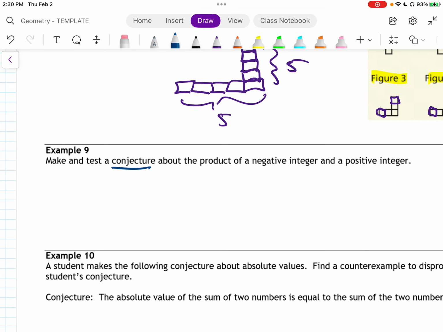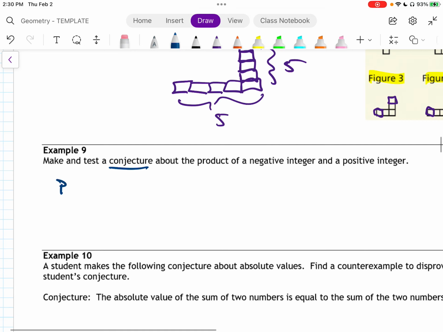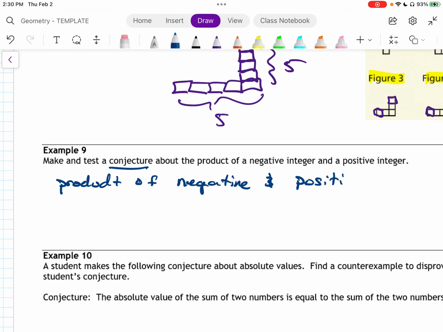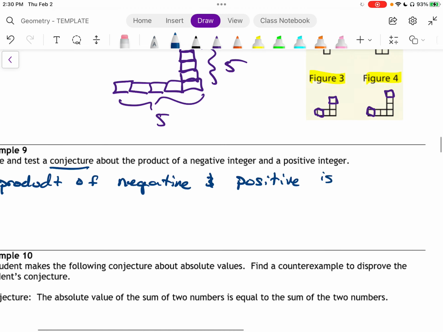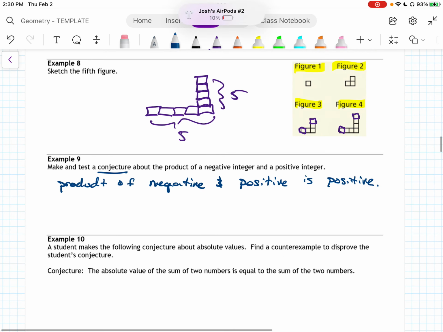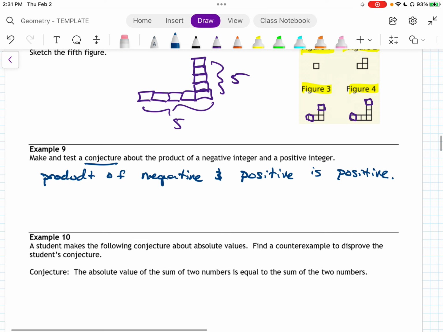Okay, so I'm going to say the product of negative and positive is positive. You probably read that and you say, well, that's going to be false. Well, that's okay. It didn't say to make a true conjecture. It just said to test it. There's my conjecture. The product of a negative and a positive is a positive.